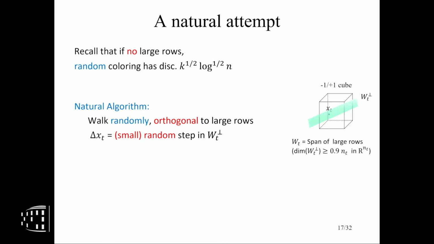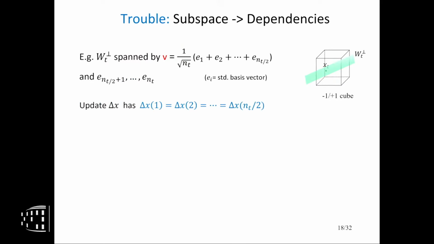I still walk in this subspace to protect my large rows, and I walk randomly there. I do some Brownian motion in that subspace or whatever. But that is too naive. The trouble is, since I'm forcing you to walk in this subspace, I can introduce crazy dependencies among coordinates. So let me give you an instructive example.